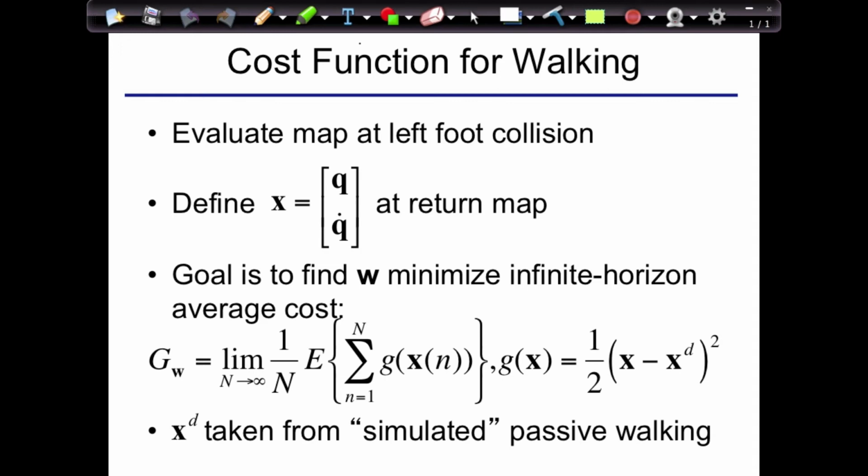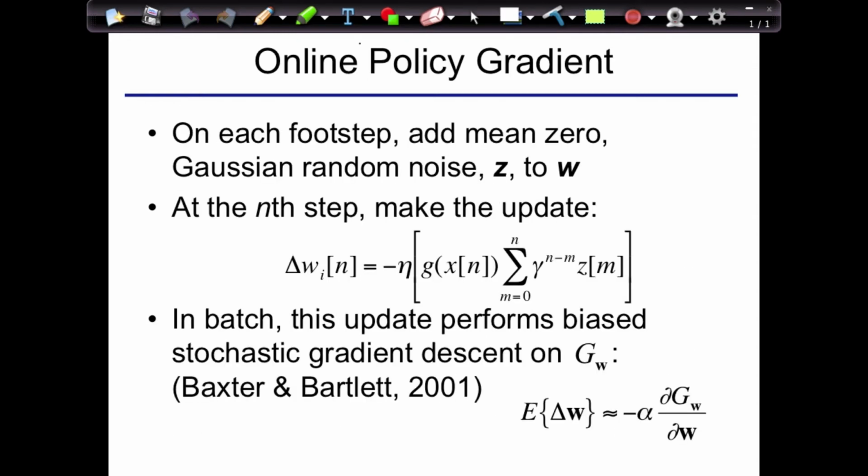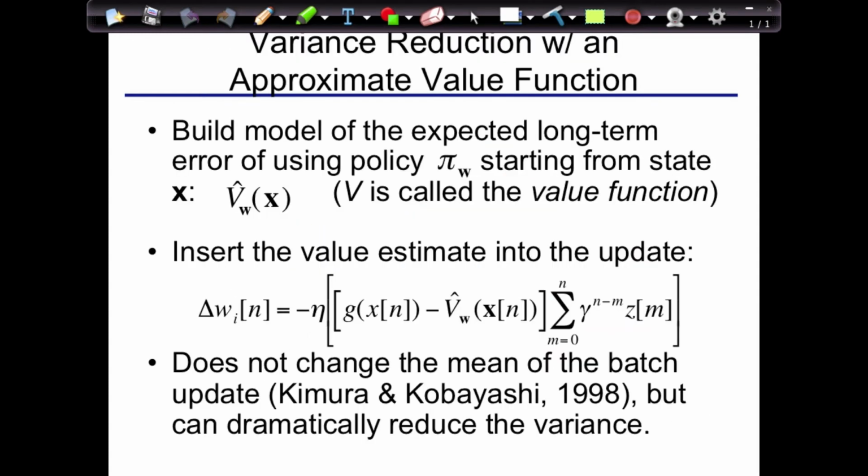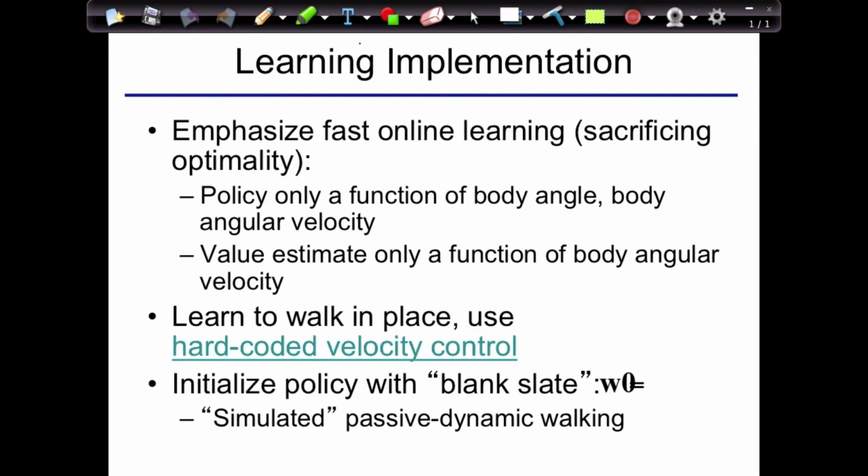Okay, and every time the left foot hit the ground, I'd evaluate that map, and then I did this gradient descent, this noisy gradient descent. I added Gaussian random noise and did a couple tricks with remembering things from the past, and showed that it still performed stochastic gradient descent. And then I did extra work to do variance reduction with a value function. But the cool result was that I was trying to always emphasize fast online learning.